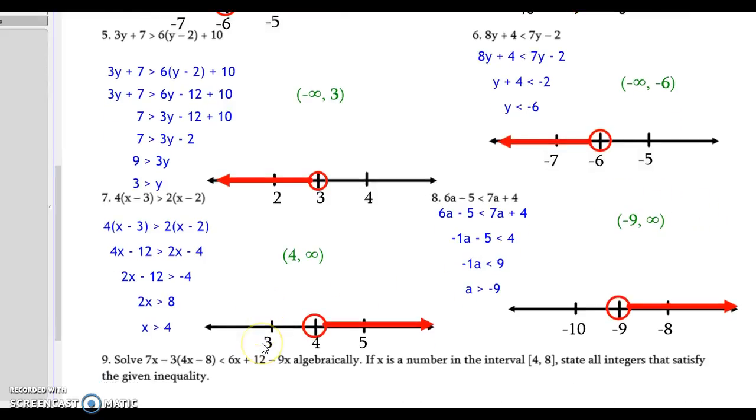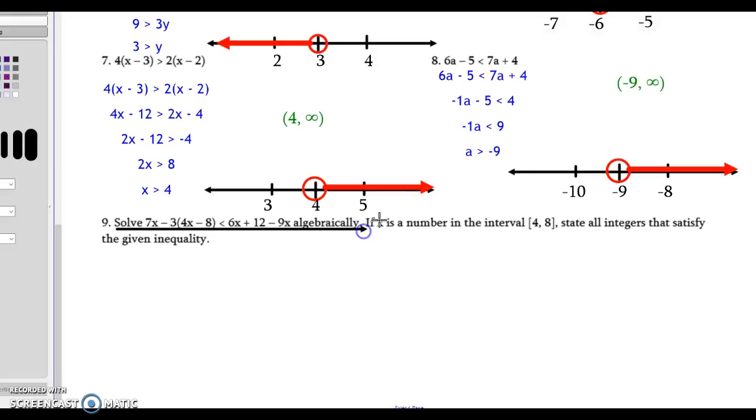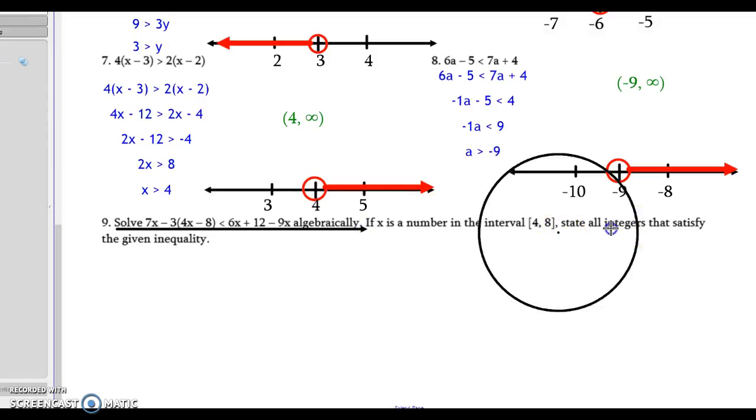For number 9, it asks you to solve algebraically and state whether the number is in the interval [4, 8]. These square brackets indicate that 4 and 8 are answers. So what we're first going to do is solve the inequality algebraically. That's our first objective. We're also going to state all the integers that satisfy the given inequality. So that's the thing that it's asking us to do. So we'll circle that.